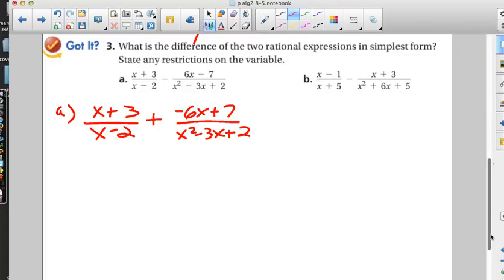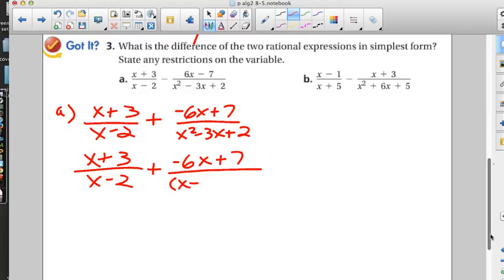Hey, I'm liking that this first one is kind of ready to go. But can you find any factors for x squared minus 3x plus 2? Negative 1 and negative 2. So let's talk LCD.